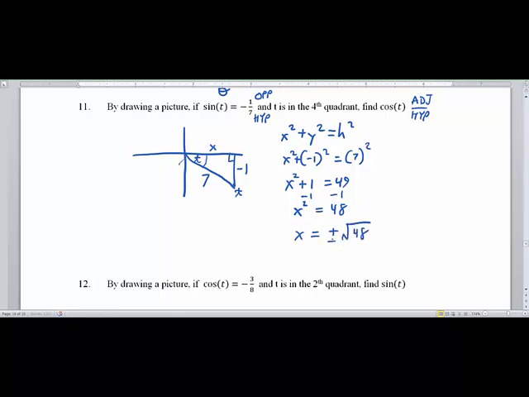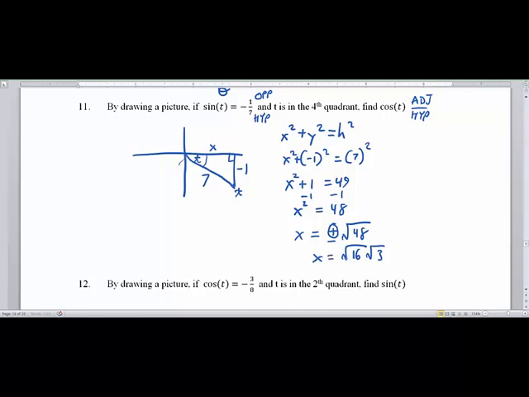Now a couple things to note here. We need to check our relative position of x in the fourth quadrant, and since x there is positive, we're going to choose the positive symbol. Now, the square root of 48 should be simplified. The square root of 48 can be made as a product of a perfect square, such as the square root of 16, and the not-so-perfect square root of 3.